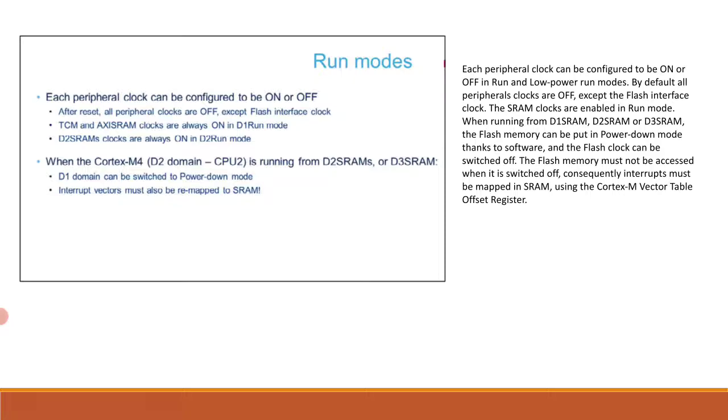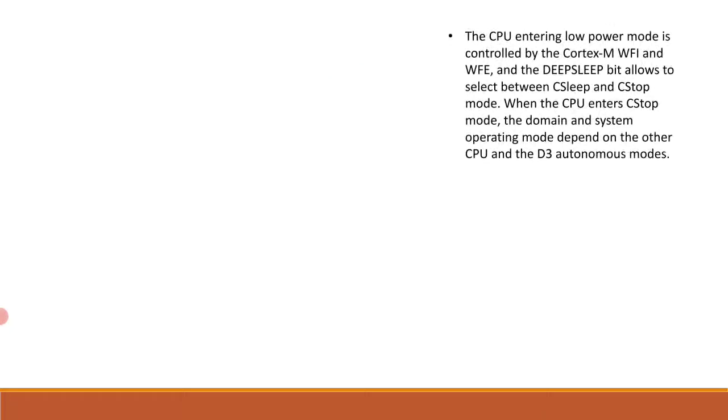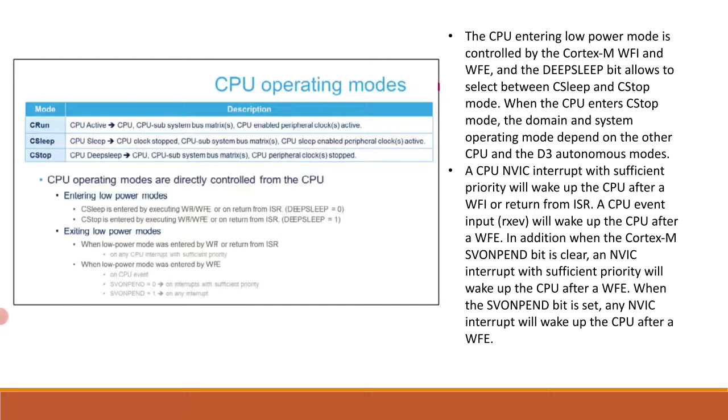We will see that in the table. When the CPU enters the stop mode, the domain and system operating mode depend on the other CPU and the D3 autonomous modes. A CPU NVIC interrupt with sufficient priority will wake up the CPU after a WFI or return from ISR. A CPU event input will wake up the CPU after a WFE, that is RxEV.